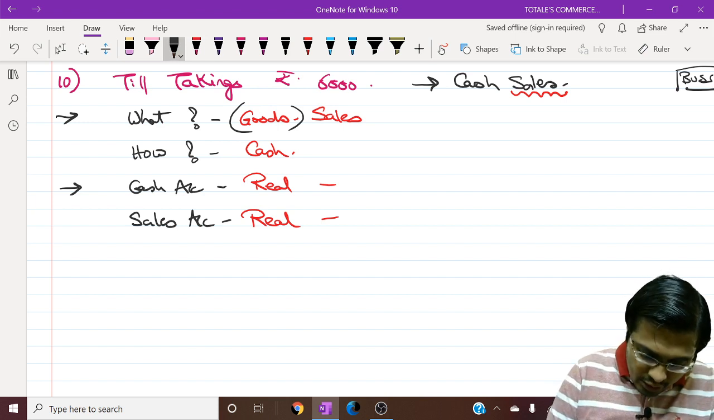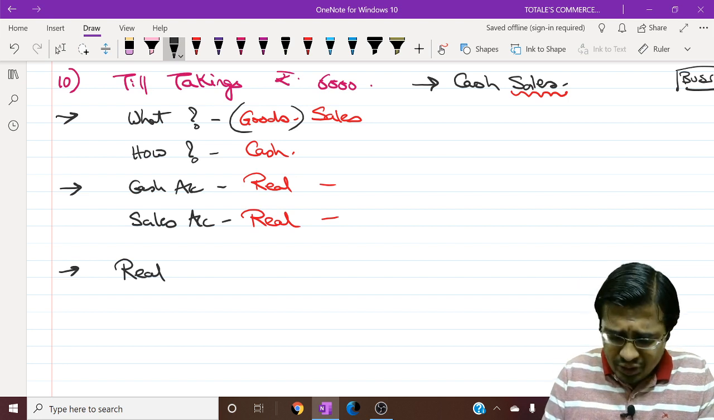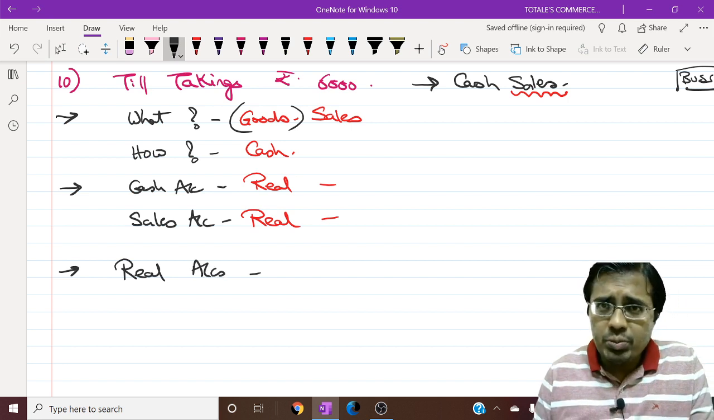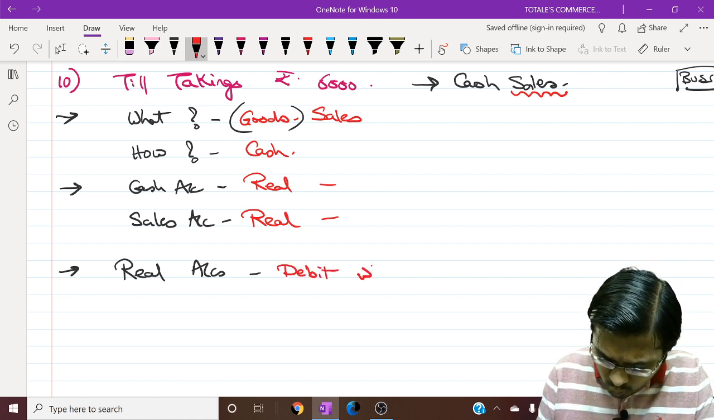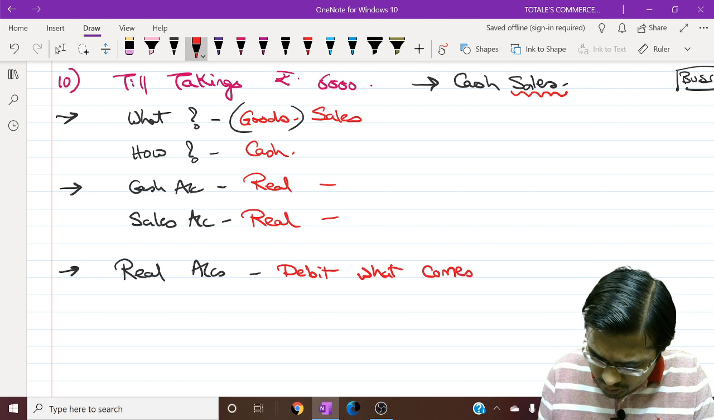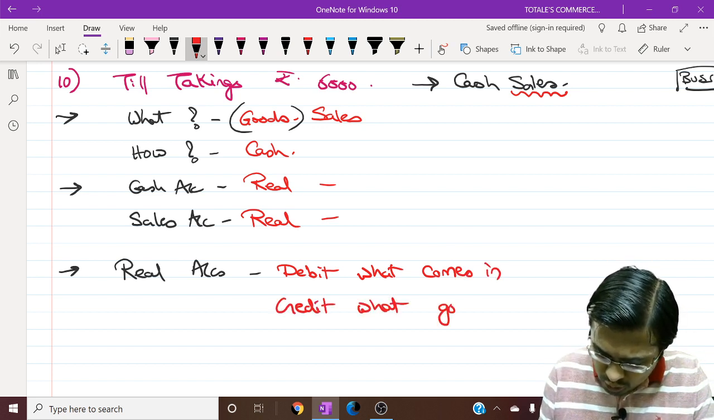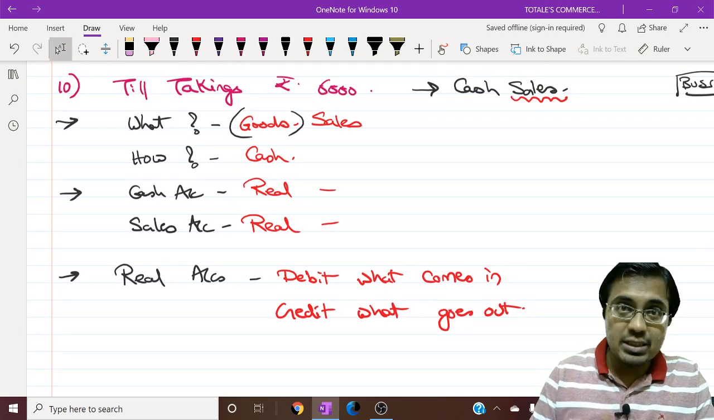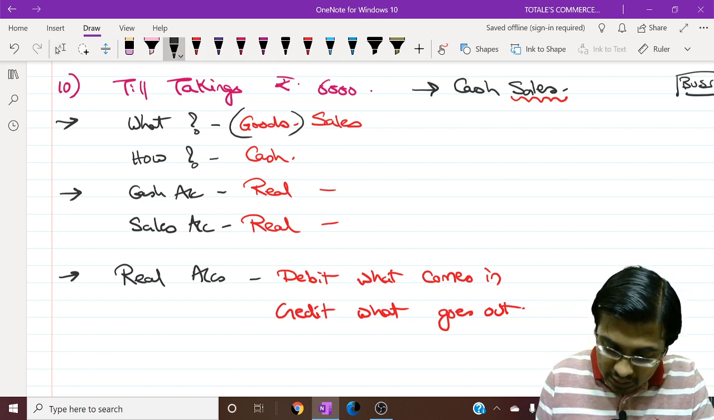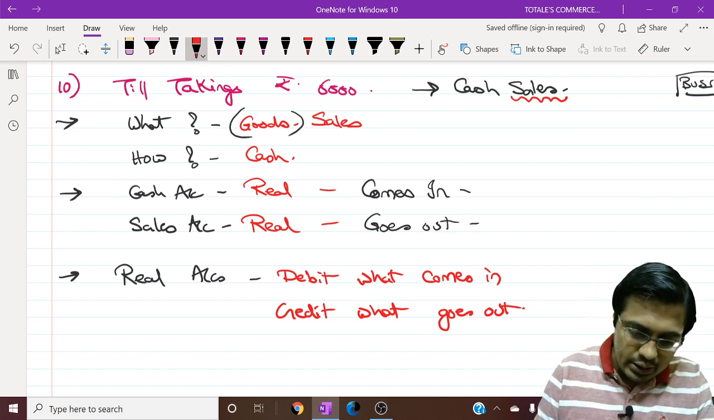Let's look into the rules for real accounts. So what are the rules for real accounts, my friends? Do you remember it? The rules are: debit what comes in, credit what goes out, right? So we are selling goods. So cash is coming in and goods are going out. Cash is coming in, goods are going out. So as per the rules, debit what comes in and credit what goes out.